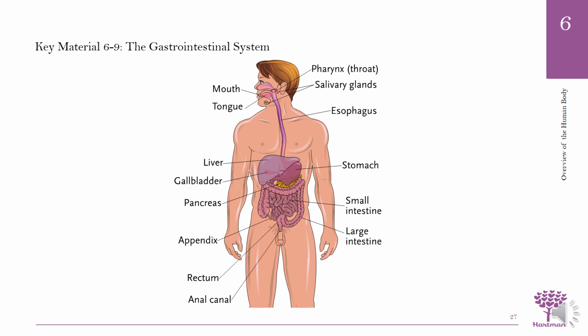The teeth, tongue, salivary glands, liver, gallbladder, and pancreas are all accessory organs that help digestion. They help prepare food so that it can be absorbed.